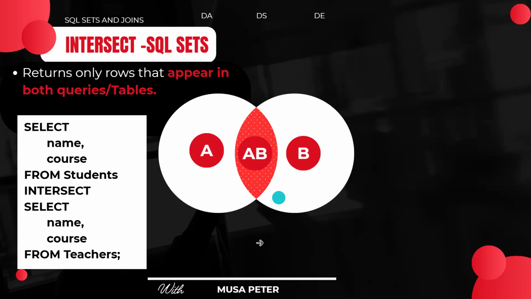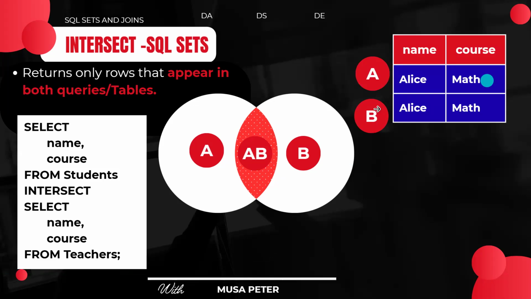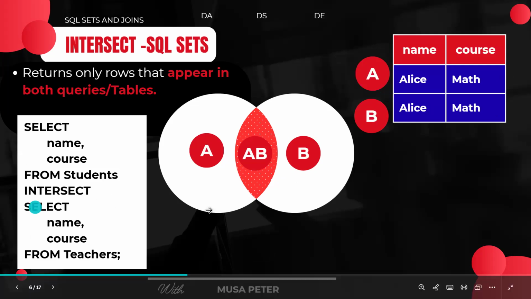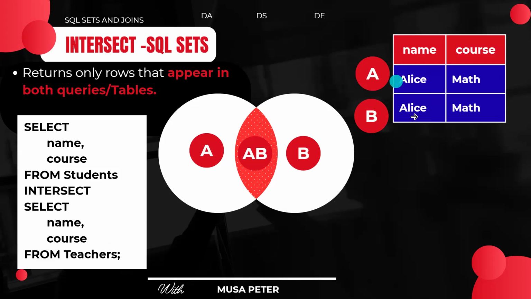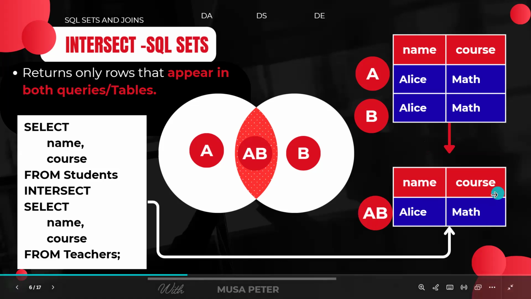As you noted earlier, we had Alice appearing in table A, the student's table, and we also had Alice appearing in the teacher's table. So when you run this query, the query will output the values that are appearing in the two tables. The only value appearing in both is Alice, who is taking mathematics, and at the same time, Alice is also teaching mathematics. So the result of our query would be Alice taking mathematics, or Alice teaching mathematics. And these values are found in both tables.